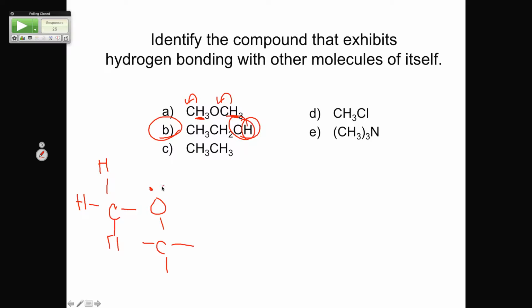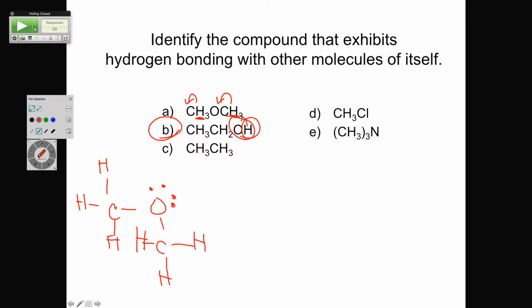Can this oxygen hydrogen bond? Yes. With water, or something like ethanol, something else that has an OH. But it cannot hydrogen bond with itself because these 6 hydrogens, they don't get to party. They're stuck with the carbon. They don't get to go to the party. And that's the thing with E also. Even though there's a nitrogen in it, that doesn't mean that it can hydrogen bond. It has to have a hydrogen attached to it.